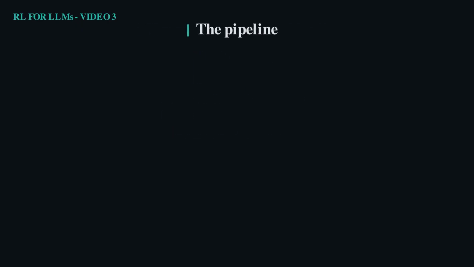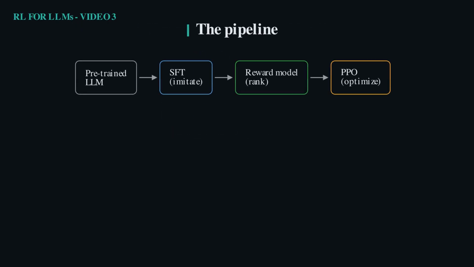So here is the whole pipeline in one line. The raw pre-trained model flows through supervised fine-tuning, which teaches it to imitate good answers. Then a reward model, which learns to rank. Then PPO, which optimizes against that reward. Imitate, rank, optimize. Why this exact order?